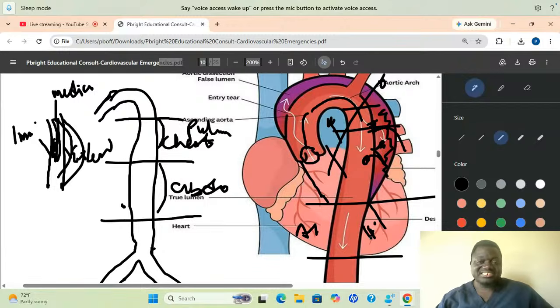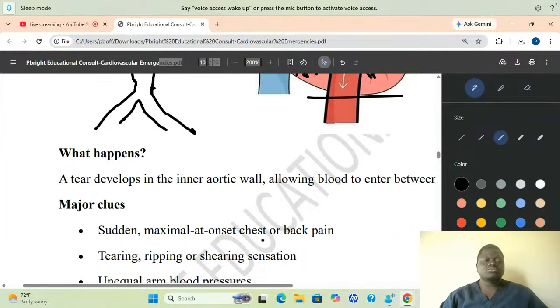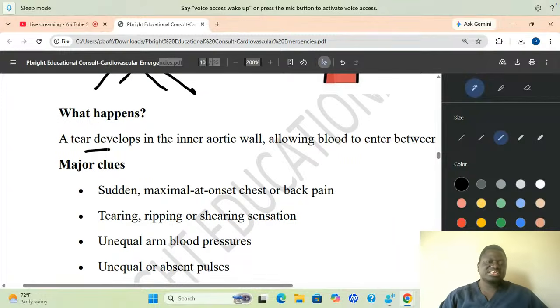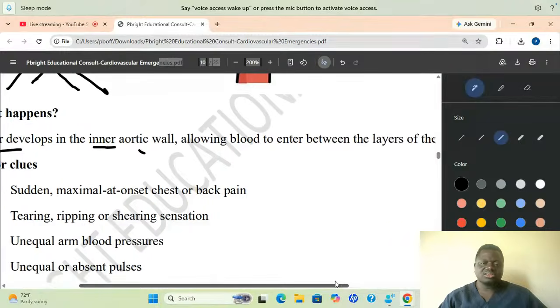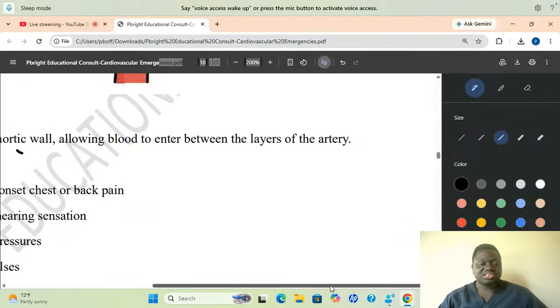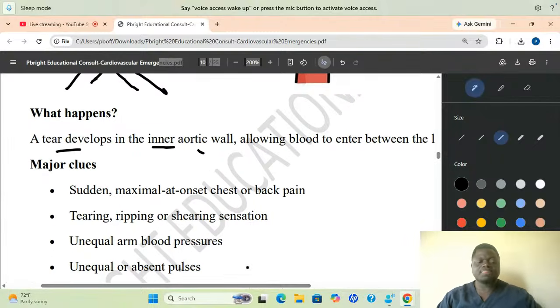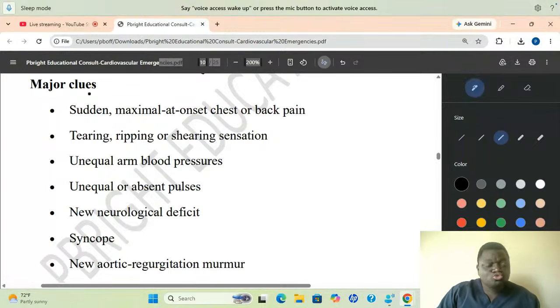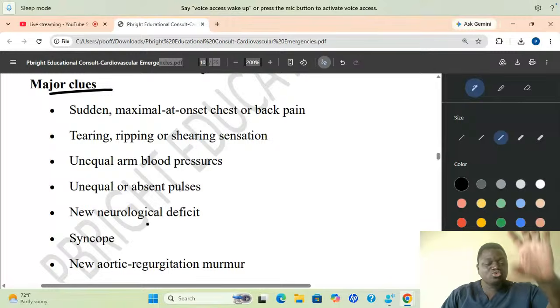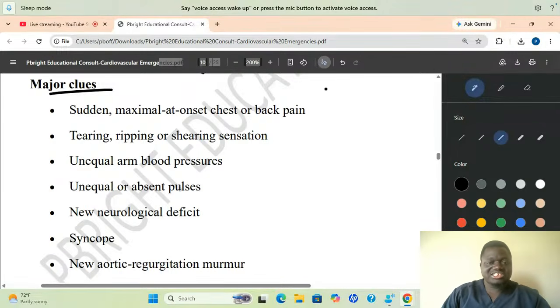So aortic dissection: there is a tear in the inner aortic wall, allowing blood to enter between the layers of the artery, between the media and the intima. Good. So what are the clues? NCLEX will ask you. They will give you all these clues, and you should be able to diagnose. This is clue analysis.